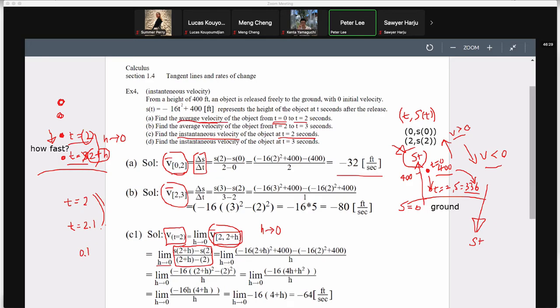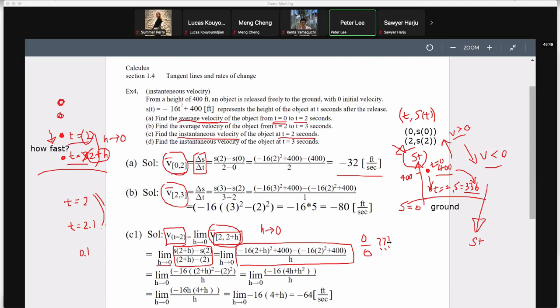By the way, when you plug in h equals 0 here directly, you know what we get? We get this 0 over 0 again. So when you get this 0 over 0, what does it mean? That means you have to go back.